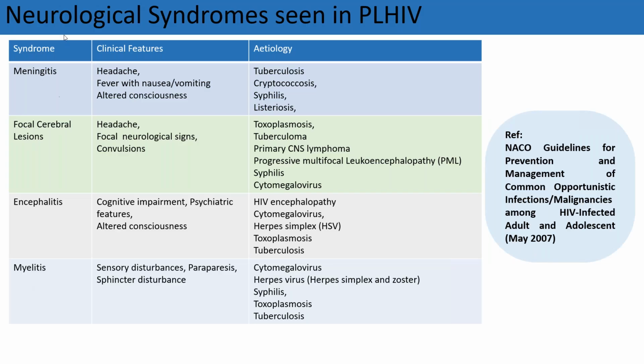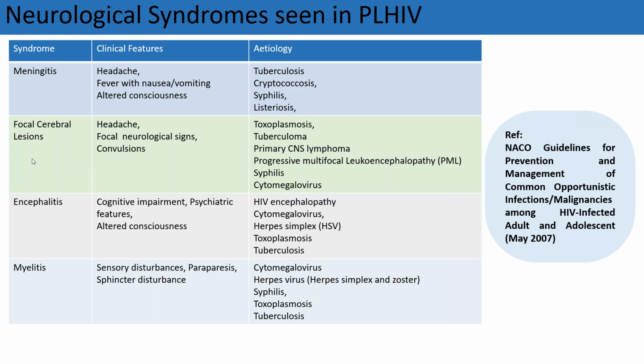So these are the syndromes of neurological involvement that can be seen in patients with HIV infection. There can be a syndrome of meningitis where patients will present with headache, with fever, with nausea or vomiting and altered sensorium. So this is kind of a global cerebral syndrome. The causes or etiology of meningitis in patients with HIV infections usually are tuberculosis, cryptococcal meningitis, syphilis, and other bacterial infections.